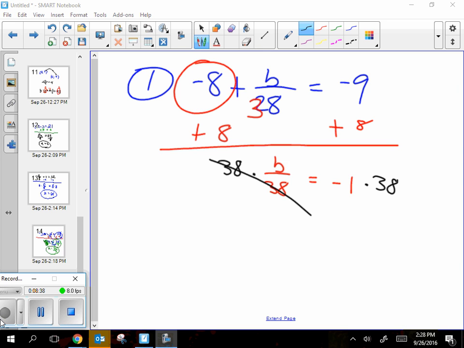Then the 38s cancel. And holy cow, that's an easy one. I hope you didn't need your calculator for that one. 1 times anything is just itself. And is it negative or positive? Negative 38.